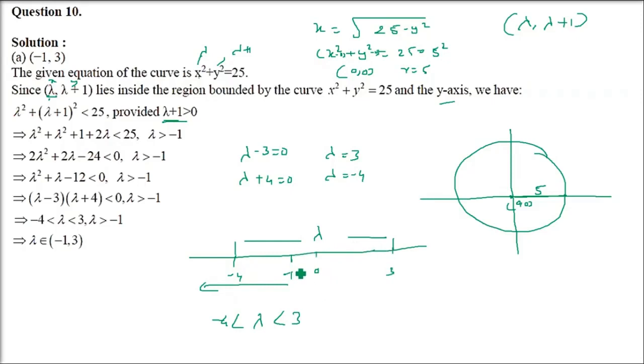Lambda is between 3 and minus 4, and lambda is greater than minus 1. What does it mean? Take minus 1 and greater, and take the line between minus 4 and 3, and we have to take the intersection of these two. So it is between minus 1 and 3.